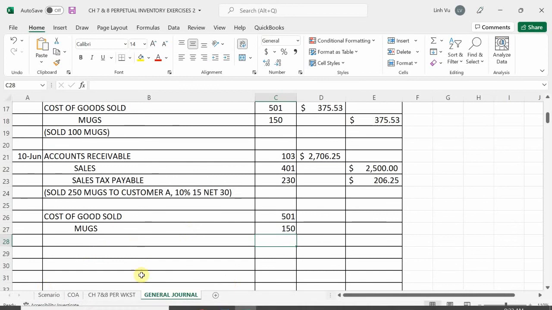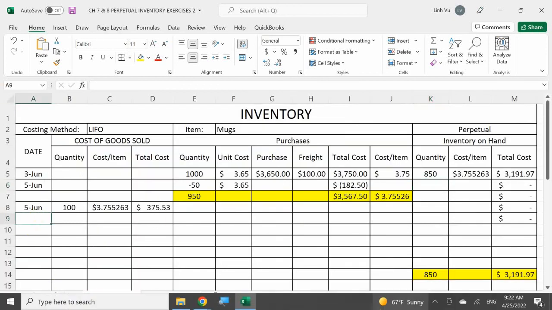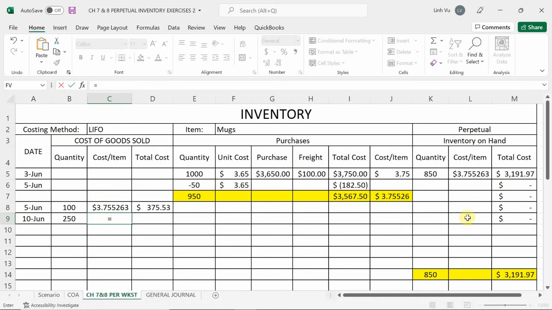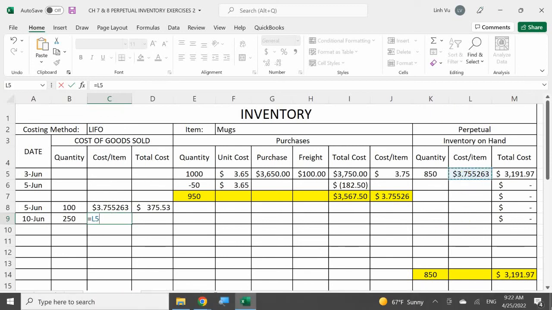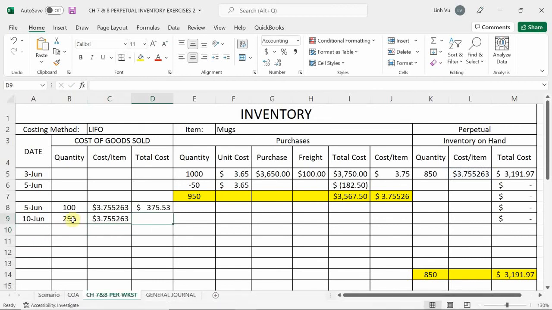So let's go to my inventory worksheet because I need to use my table to figure this out. It is June 10. We sold 250 units, okay? Now looking at my inventory, batches of inventory, right? At what cost per item am I going to calculate here? I only have one batch of inventory, right? How much is it going to cost me per item in this batch of inventory? 3.7552. Okay, so in this case, I sold 250 units. So what's my grand total here of my cost of goods sold?